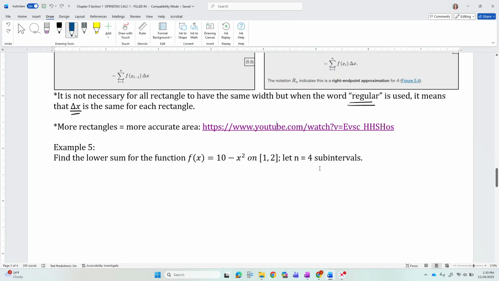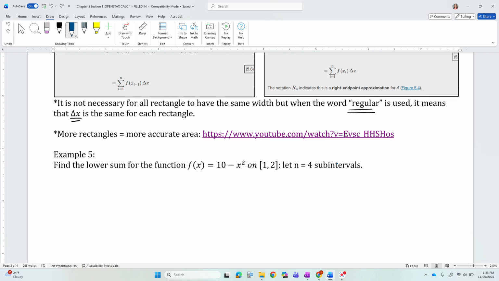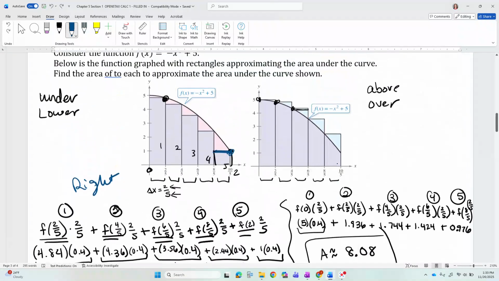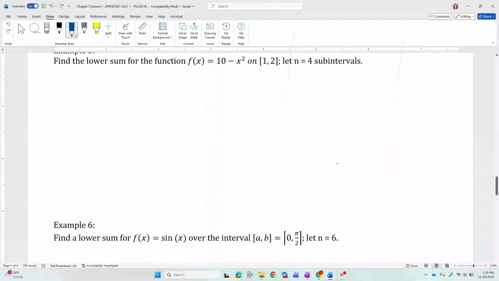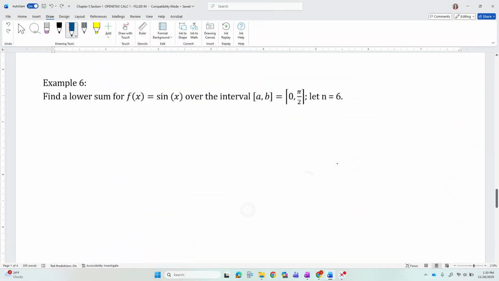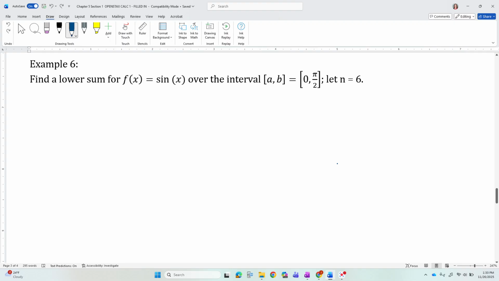And let's go here to example 5. Here it says just do a lower sum with 4 intervals. This is actually also too similar to that. So I don't think I'm going to do that one either. Let's go to something a little bit more challenging like number 6.